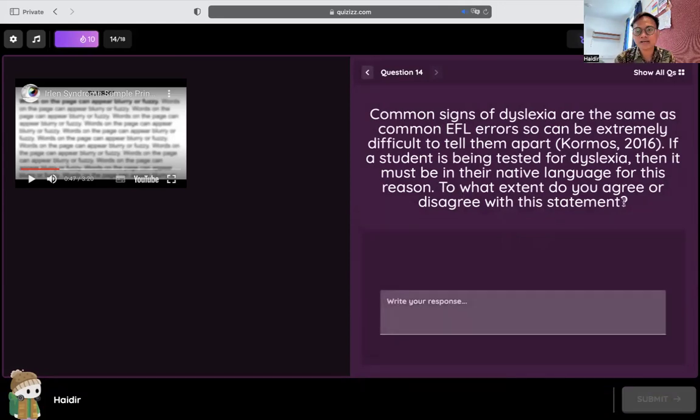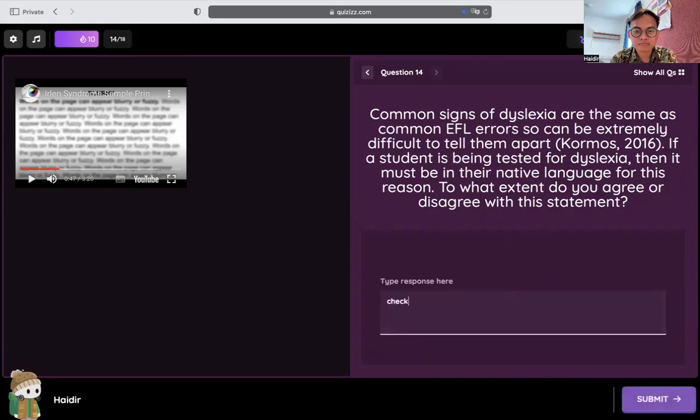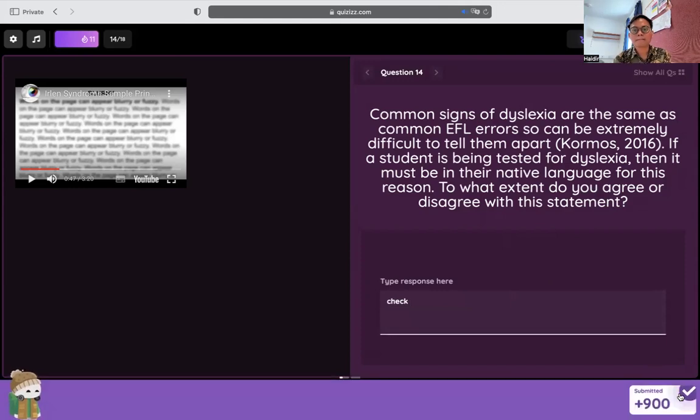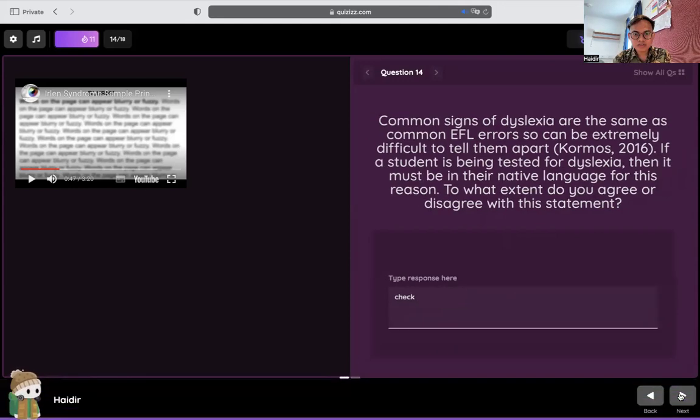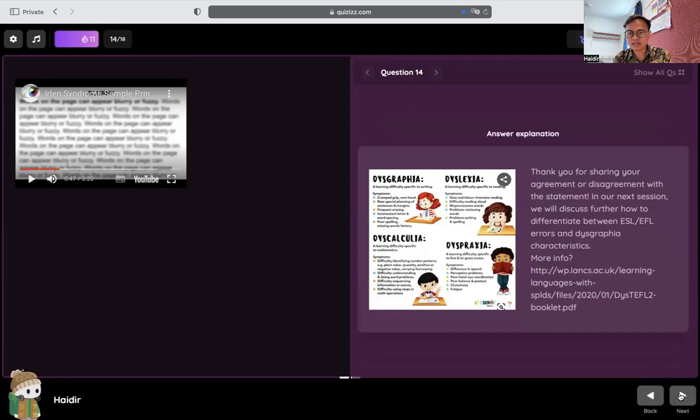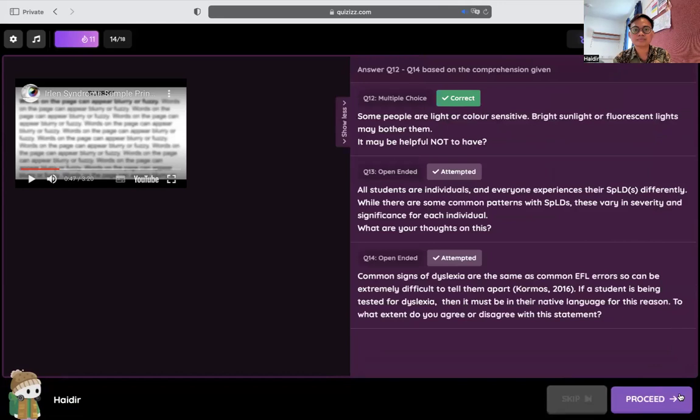And another constructed response. There is no answer key for these constructed responses because there is no one right answer only. So their answers would be shown after the gamification in the second session. Their thoughts and their agreement or disagreement will be discussed and evaluated further in the next session.